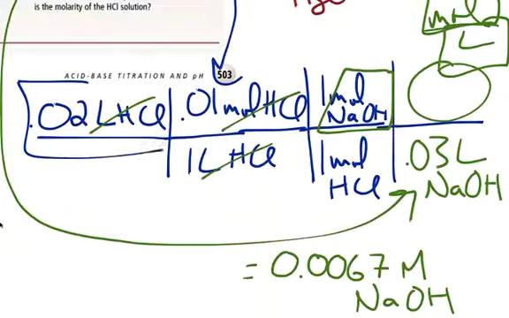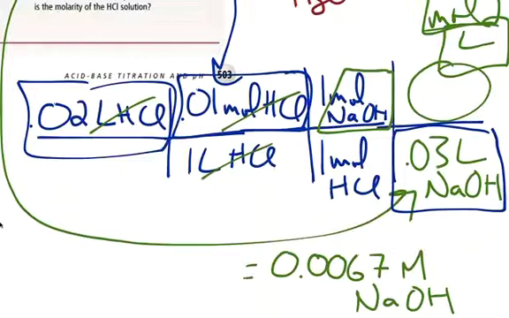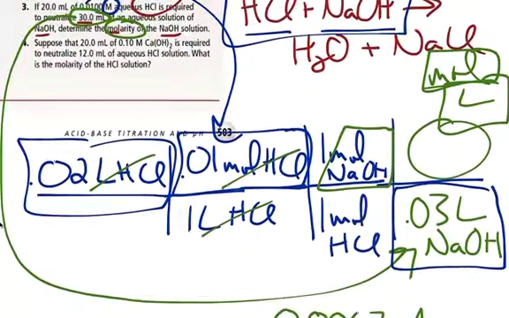One thing I might want to look at is, does that make sense? Well, we had 20 milliliters of 0.01 HCl, and it took 20 milliliters to titrate 30 milliliters of that NaOH, so that NaOH molarity should be a weaker, lower concentration than our HCl, which it is, again, slightly.